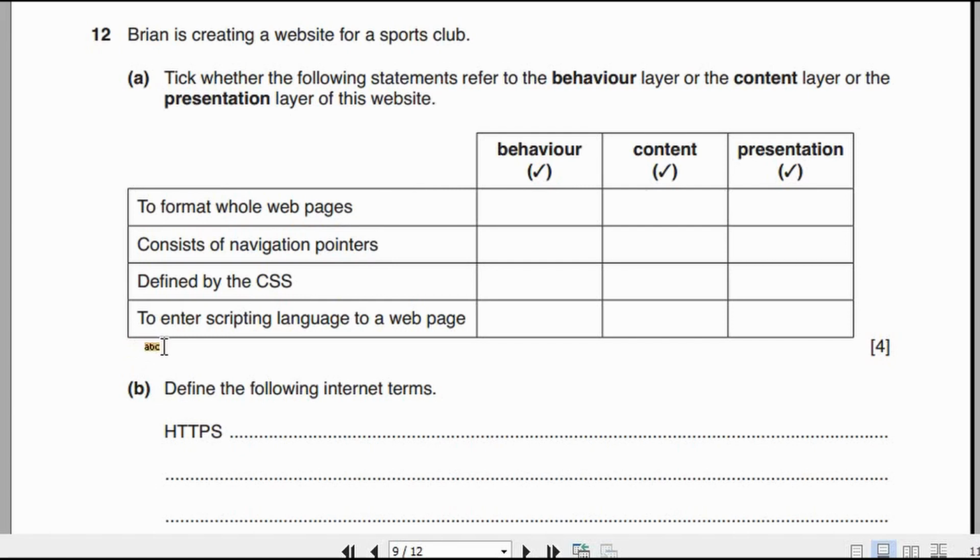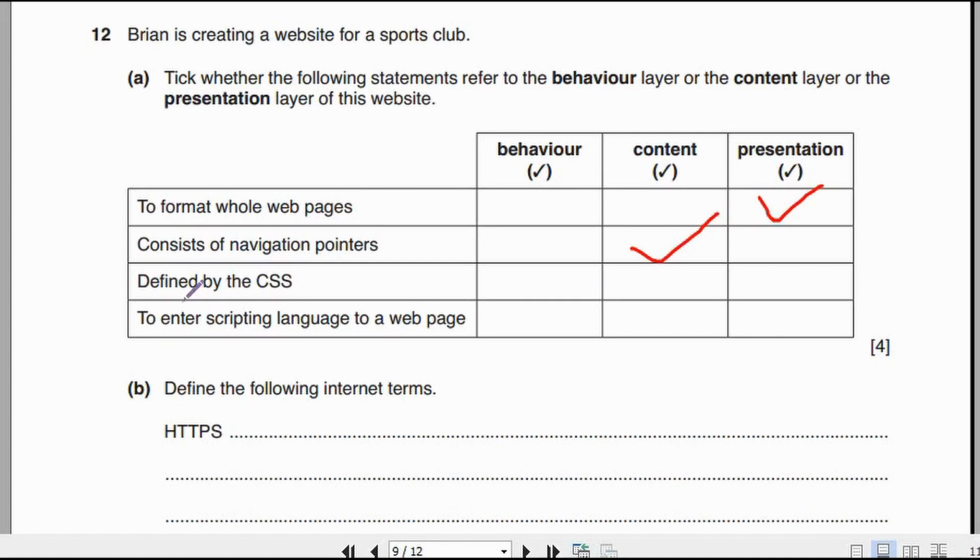Like number 1, to format the whole web page. If you want to format the whole web page, you are formatting the front. Format means arranging. So you are working on the front. So this is the presentation layer. It's all about presentation. Formatting is all about presentation. Consists of navigation pointer. So navigation pointer, whenever you navigate on the basis of content you enter. So content is the answer here. Let me take this, I can do quickly.